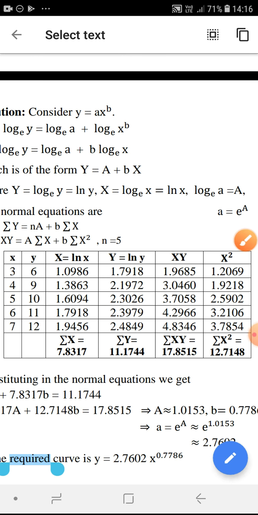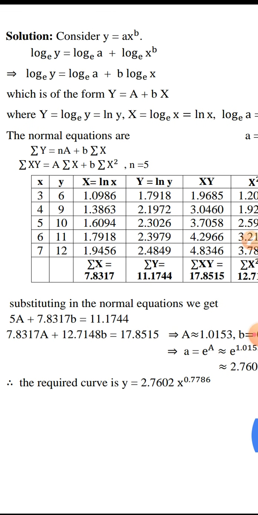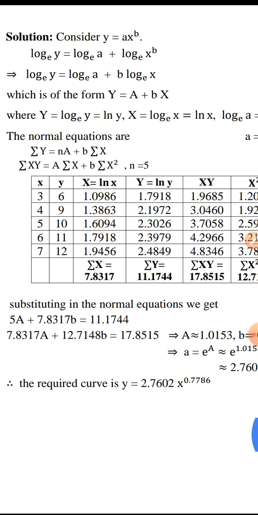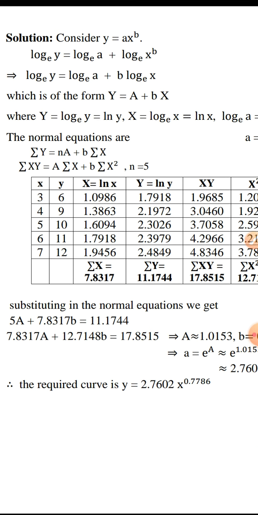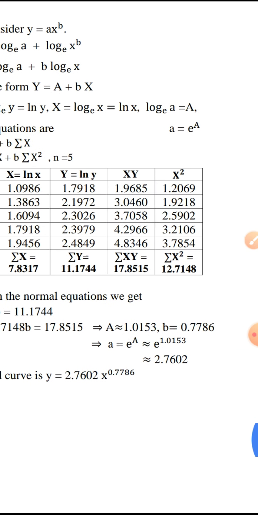You get the normal equation as 5A plus 7.8317b as equal to 11.1744, and 7.8317A plus 12.7148b as equal to 17.8515. Now use the calculator, solve these two equations.